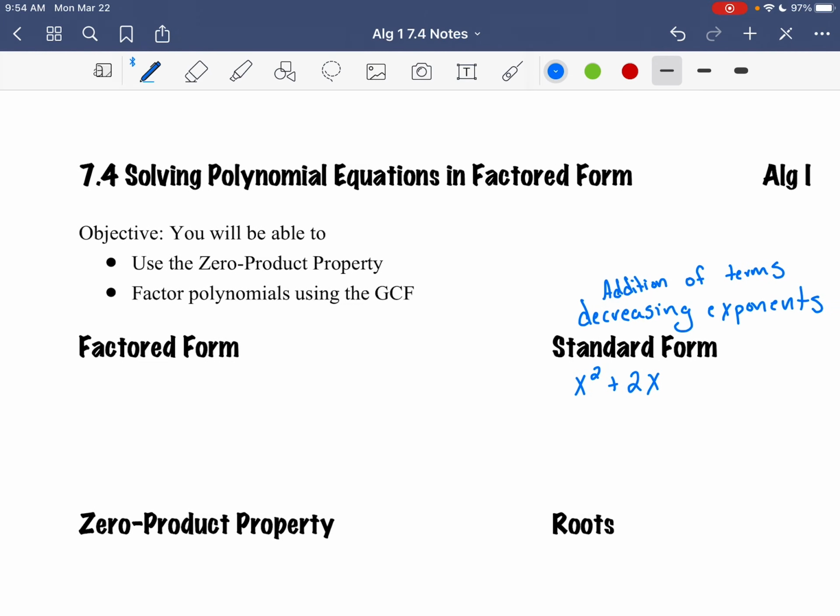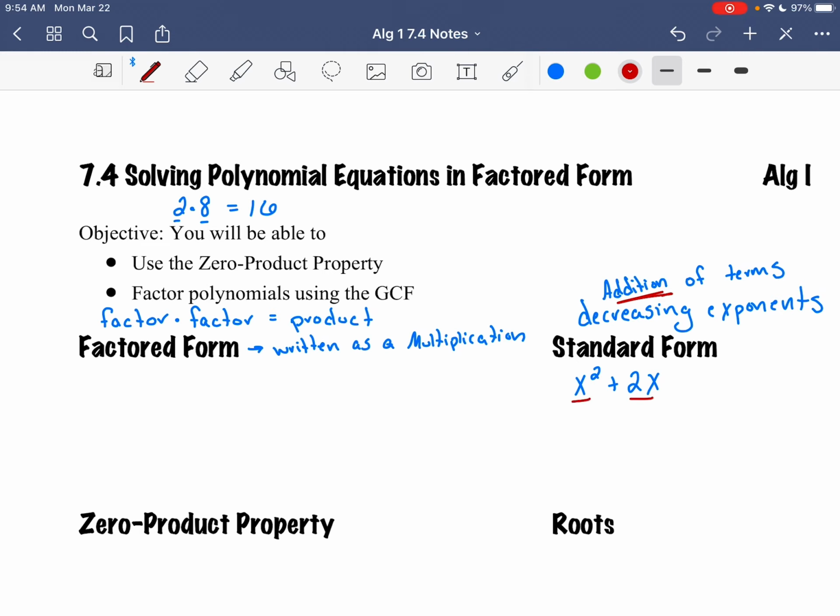If you don't remember what the word factor means, a factor is really just the number that you're multiplying. A factor times a factor equals a product. So if I was multiplying, for example, 2 times 8, the 2 and the 8 are the factors, 16 is the product. Factors are the numbers being multiplied. So if I put this in factored form, what this means is I'm going to write it as a multiplication. Factored form just means written as a multiplication.